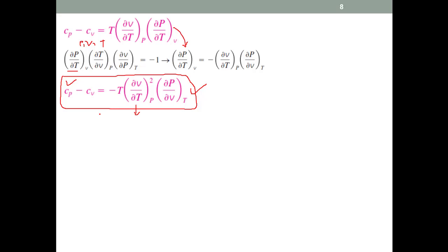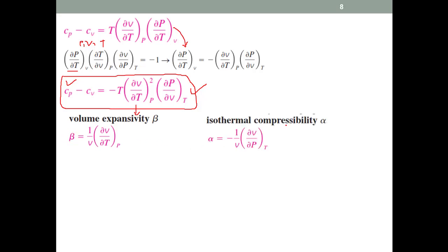Now, we can also simplify this. For example, beta is the coefficient of volume expansion, and we also have the isothermal compressibility. Beta is basically the change of volume with respect to temperature at constant pressure, whereas the isothermal compressibility is the change of volume with respect to pressure at constant temperature. So the second term can be expressed in terms of alpha, whereas the first term, partial V by partial T, can be expressed in terms of beta. If we put this value in and simplify, we get Cp minus Cv is equal to VT beta square by alpha. This relation is called the Mayer relation.